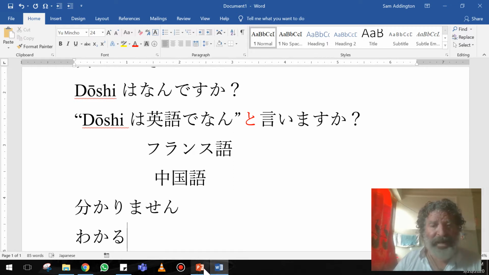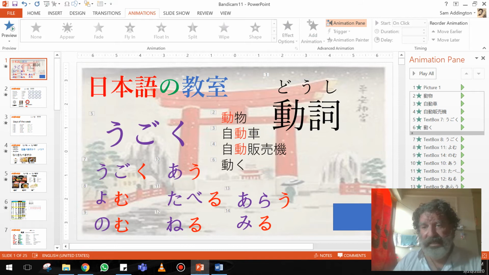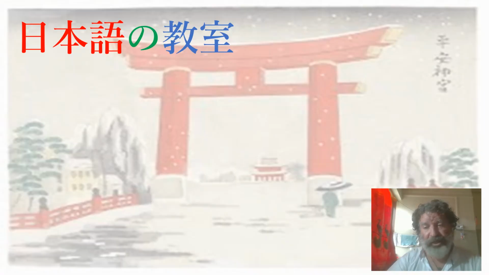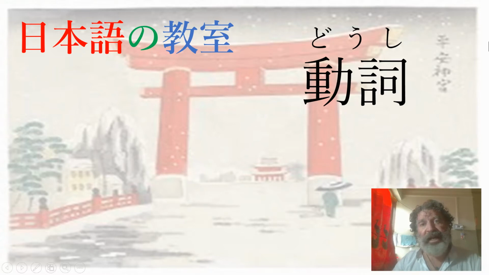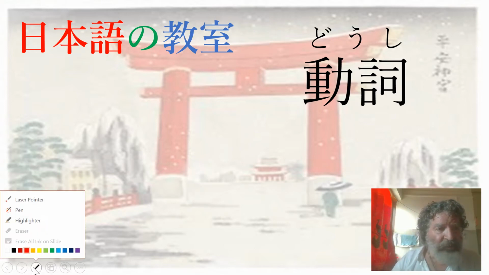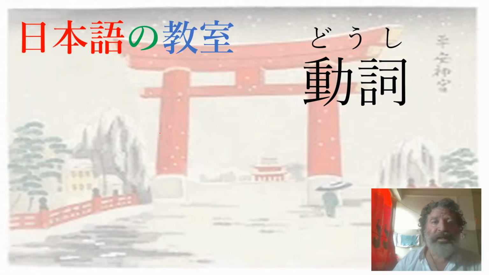Okay, so back to this lesson here. Today we are looking at verbs, and this is the way you write verb in kanji. And notice the furigana up there. Furigana, doshi. Okay, and I'm just going to be introducing kanji gradually as we go along. So I wanted to introduce this kanji to you, do and shi. I'll talk about both of them.